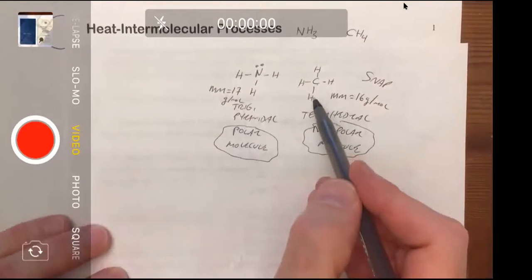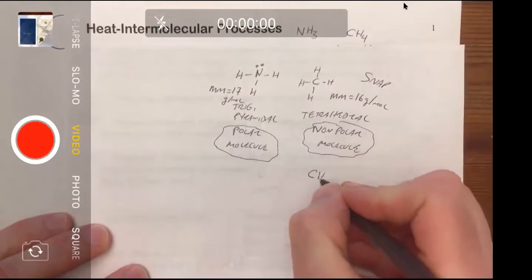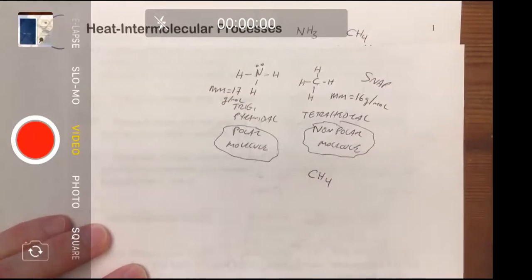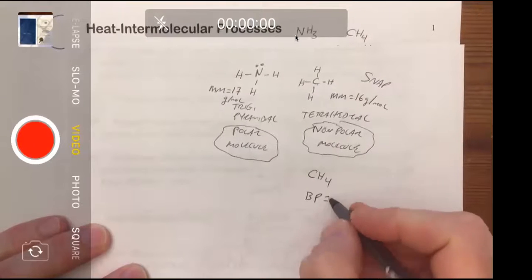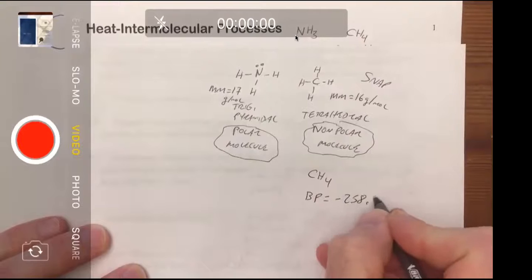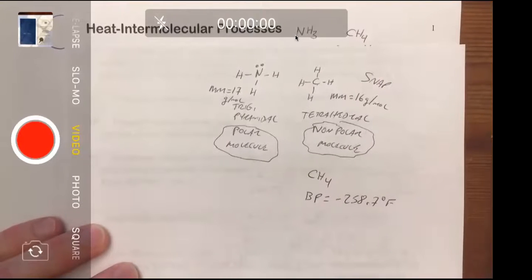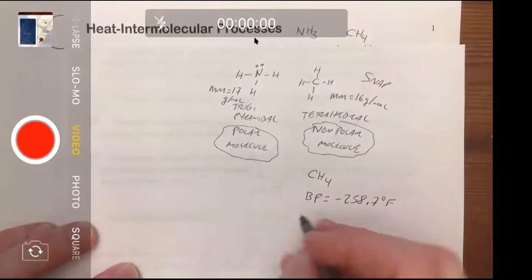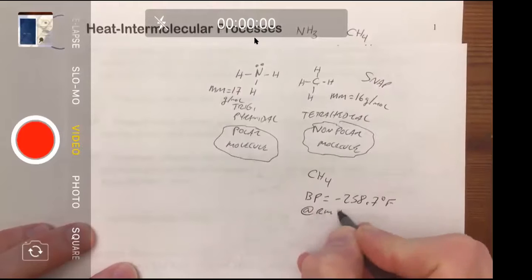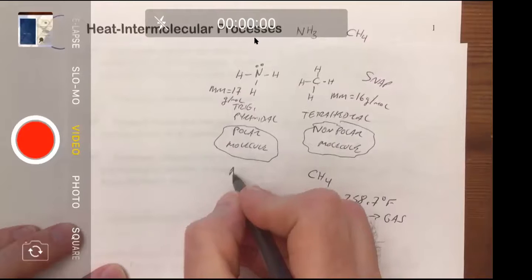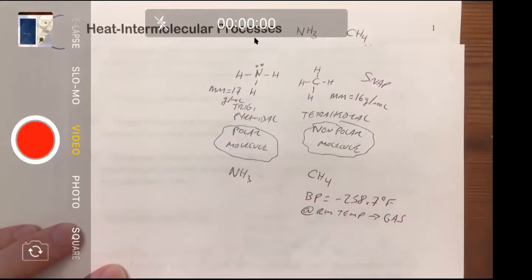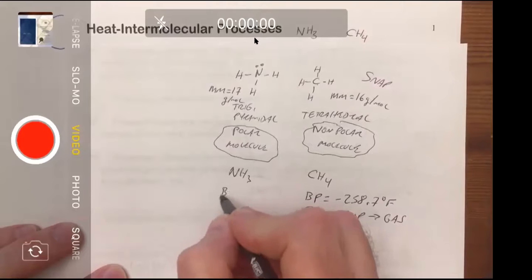And now I want to share something with you. This guy, CH4, all right? And I got to go back to my little interwebs here to tell you this. CH4 has a boiling point, BP, of negative 258.7 degrees Fahrenheit. That is wicked cold, all right? So at room temperature, this is going to be a gas.